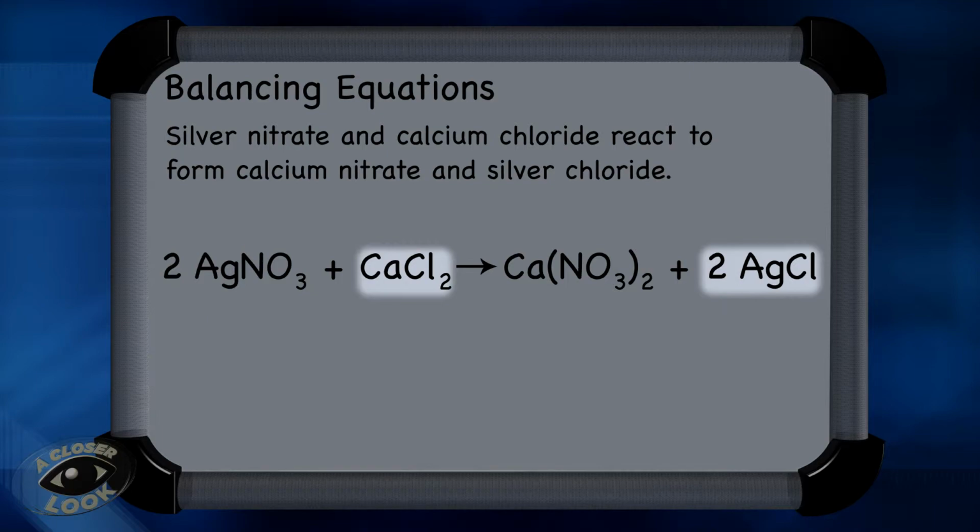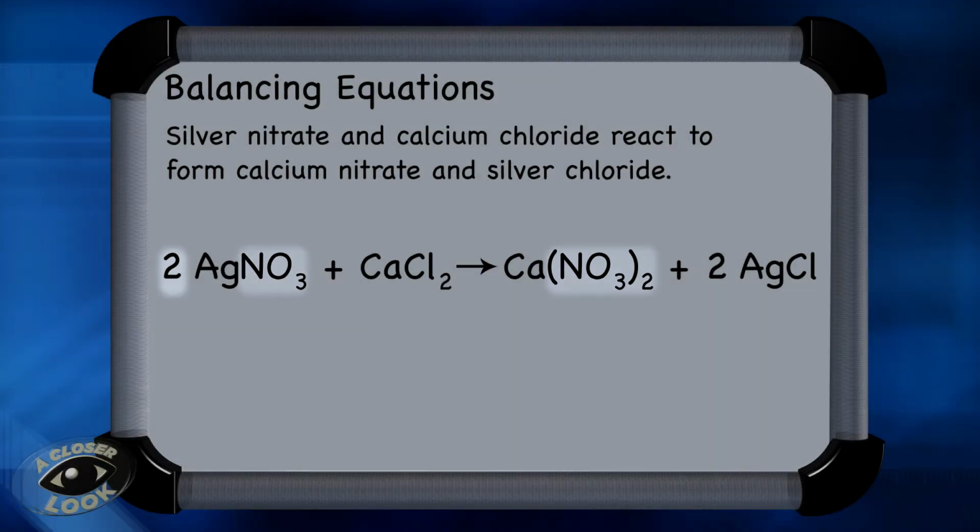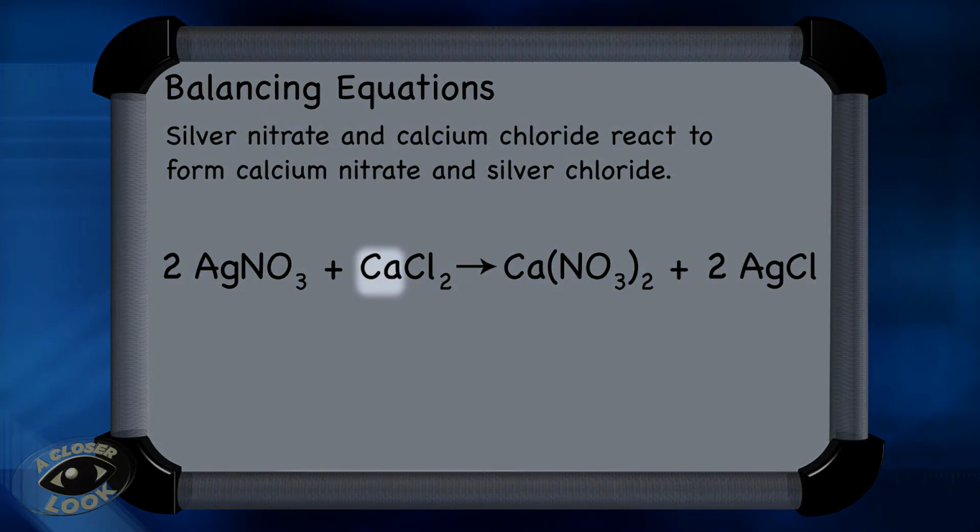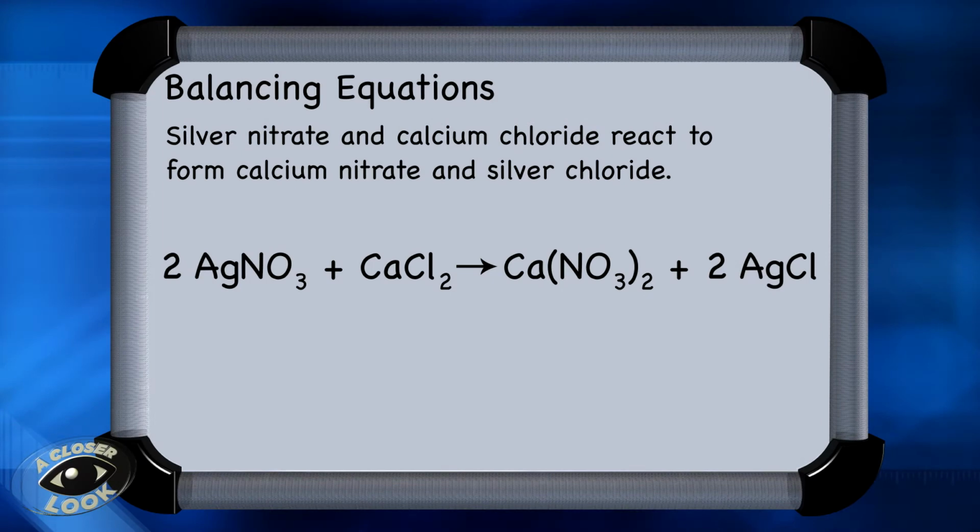Let's double check the work. There are 2 silvers on the reactant side and 2 silvers on the product side, 2 nitrates on the reactant side and 2 nitrates on the product side, 1 calcium on the reactant side and 1 calcium on the product side, 2 chlorides on the reactant side and 2 chlorides on the product side. This equation is now balanced.